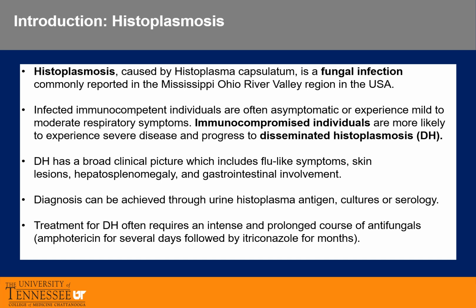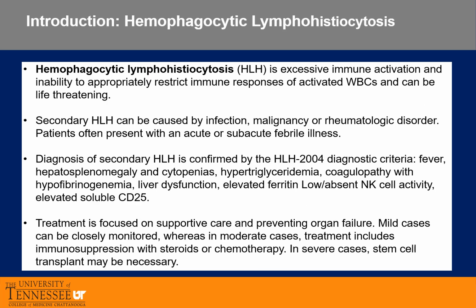Diagnosis can be achieved through urine histoplasma antigen, cultures, or serology. Treatment for DH often requires an intense and prolonged course of antifungals, typically amphotericin for several days, followed by itraconazole for months. Hemophagocytic lymphohistiocytosis, HLH, is an excessive immune activation and inability to appropriately restrict immune responses of activated white blood cells and can be life-threatening.